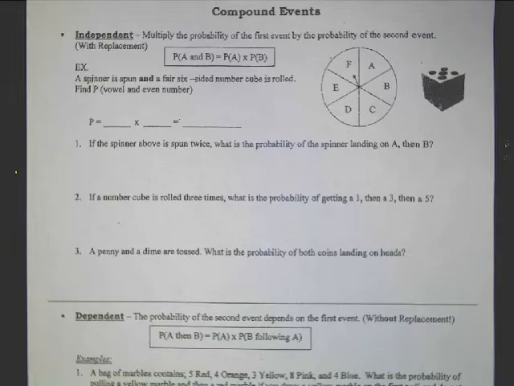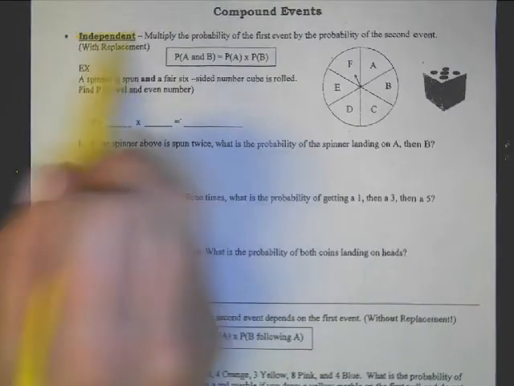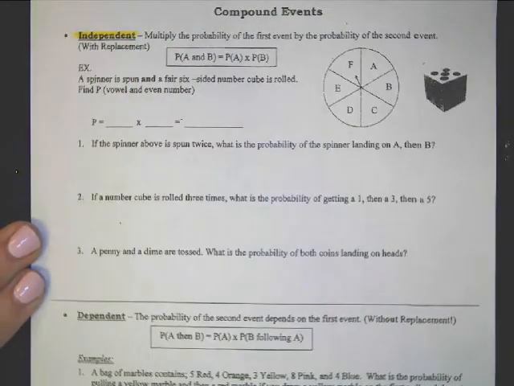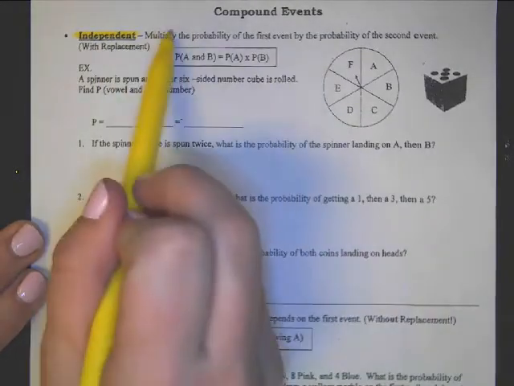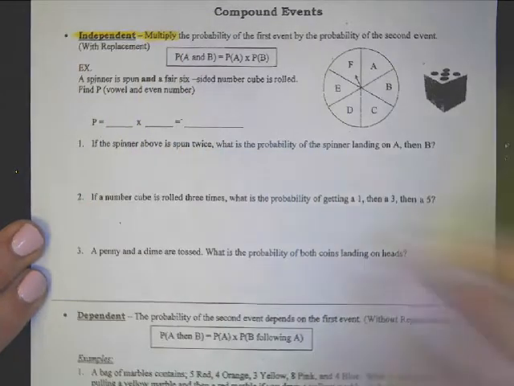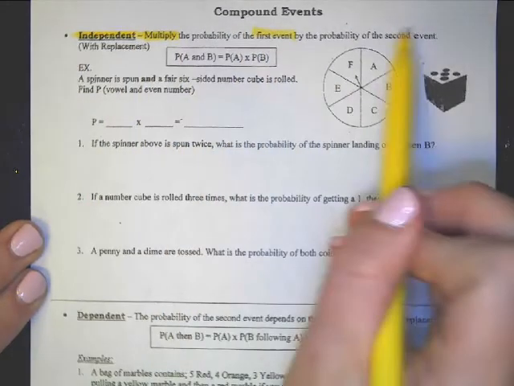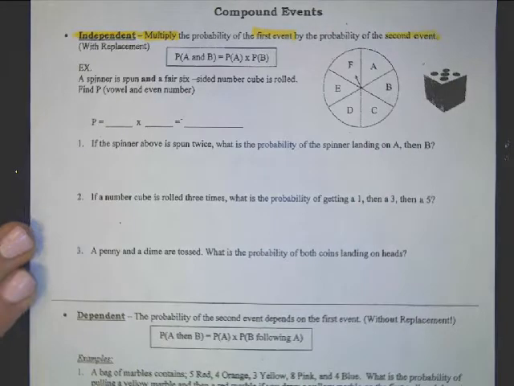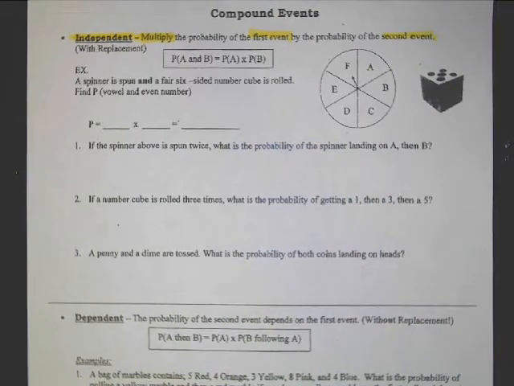First, we're going to talk about the vocabulary word independent. We've used this term in past units, but today independent is going to be when we multiply the probability of the first event by the probability of the second event. Remember, when we talk about the word probability, we'll also see that represented as a capital P before a parentheses.